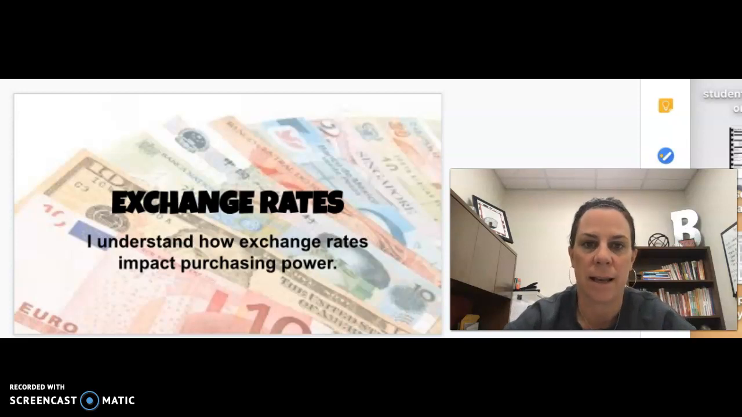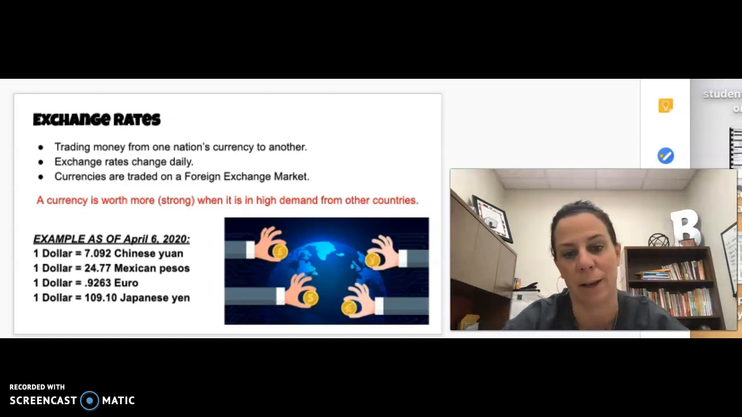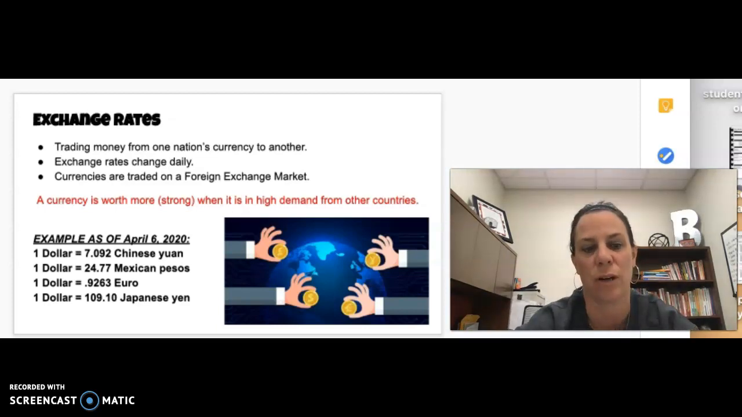This is the last thing that I would like to cover in our international trade unit before we move on to supply and demand, and that is exchange rates. I want you to understand how these exchange rates impact purchasing power. International trade is more complex than buying and selling within one country because of the world's many different currencies and the changing values of those currencies.